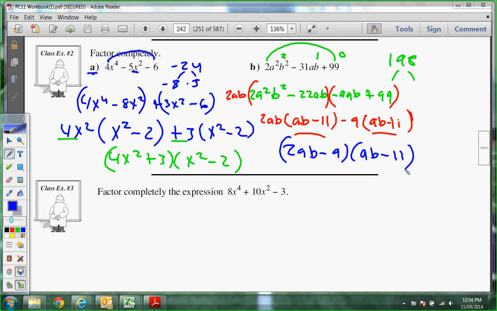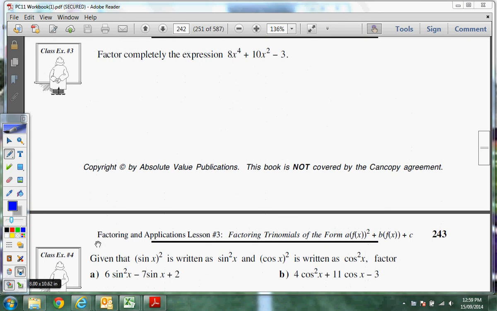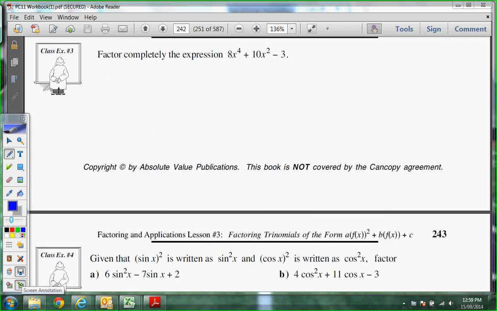All right. Got one more and then one more page. All right. Factor this one completely. Okay, so I'm going to give you a second to try this on your own. You're going to have to use decomp. Okay, so try this on your own, see how you do. I'll give you about 2 minutes, and then I'll continue and go ahead.